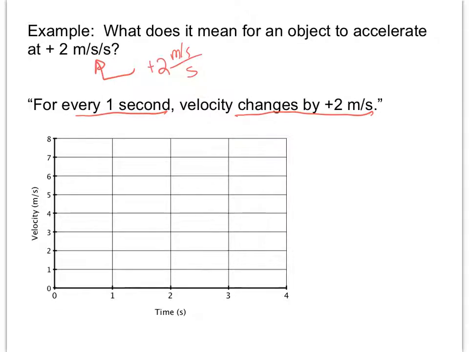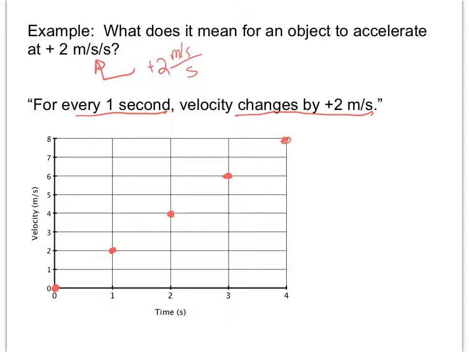So in this case, and I'm just making up an initial velocity, let's say the object's velocity starts here at 0. What's going to happen is that a second later, we're going to add 2. And another second later, we're going to add 2 to that. So at 2 seconds, it will have 4 meters per second. At 3 seconds, we're going to add another 2 to that. And at 4 seconds, we're going to add another 2 to that.